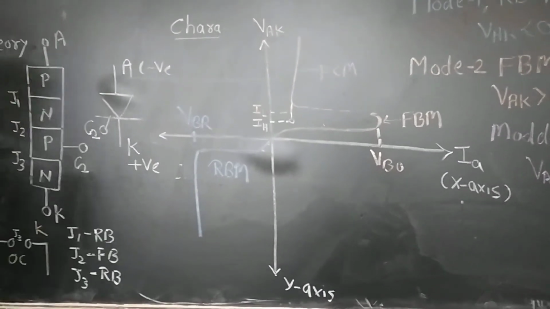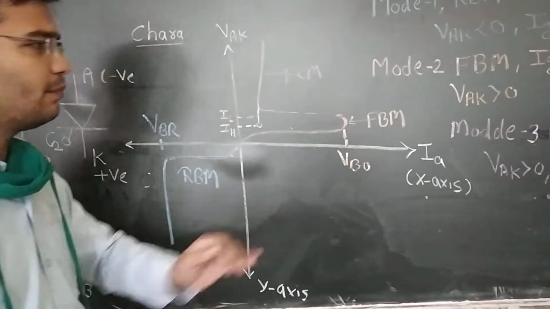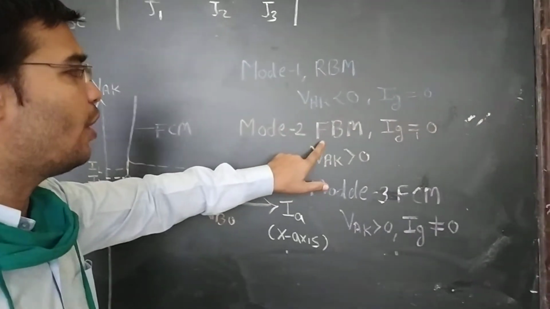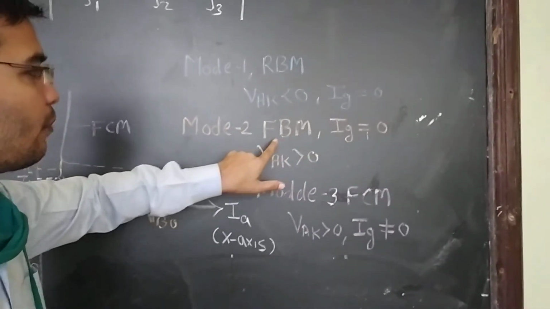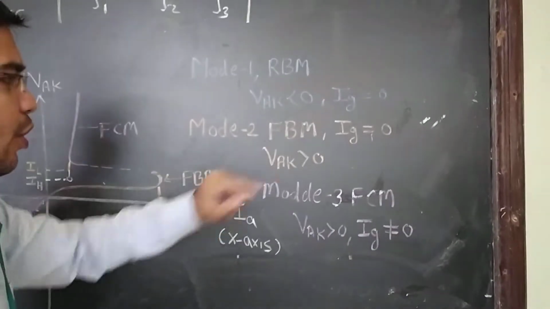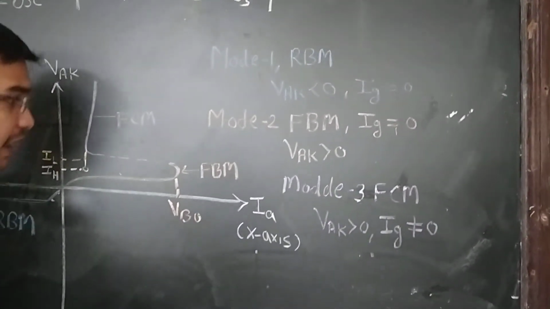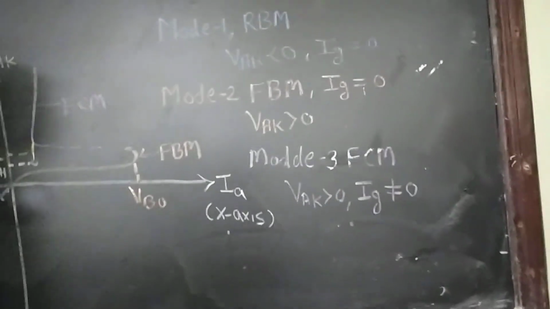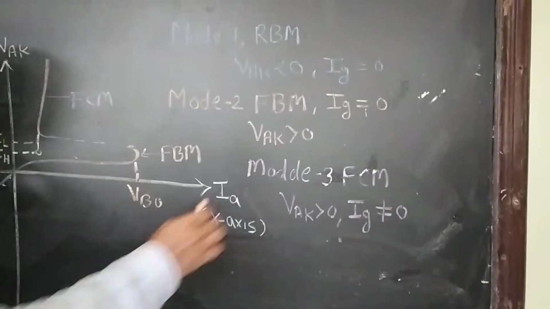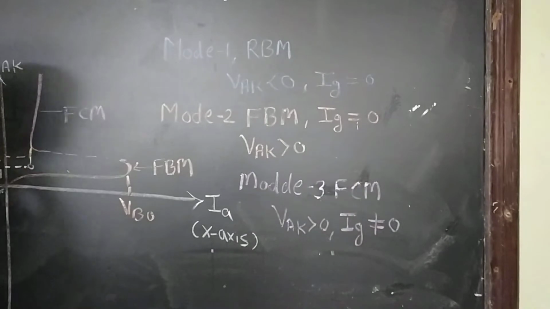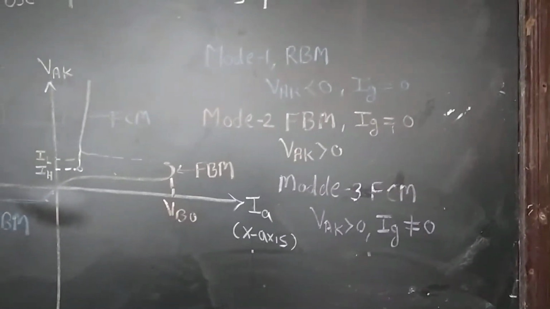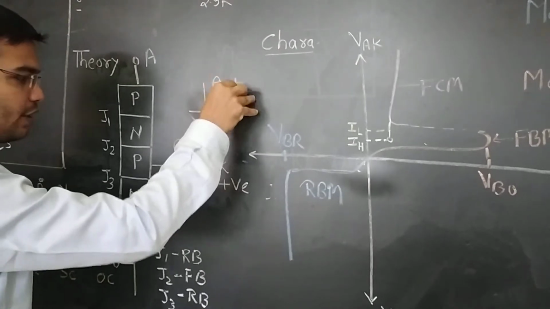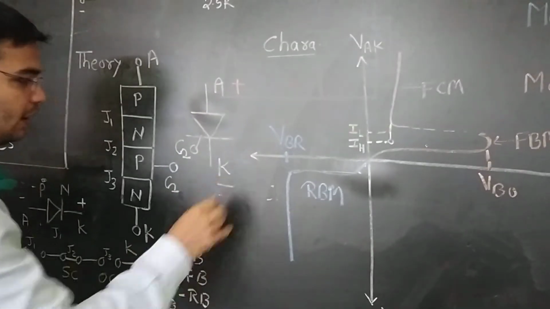After understanding mode 1 operation, we will discuss mode 2 operation. Mode 2 operation is called the forward blocking mode operation. In forward blocking mode operation, we give an anode voltage greater than 0. It means the anode to cathode voltage is positive, right? And no gate current will be provided. Again, we are not providing gate current. It means in this case the anode terminal becomes positive with respect to the cathode terminal, right?